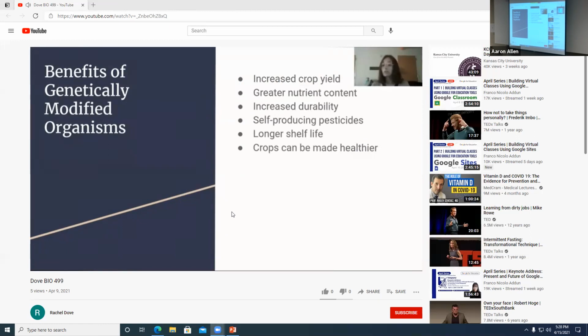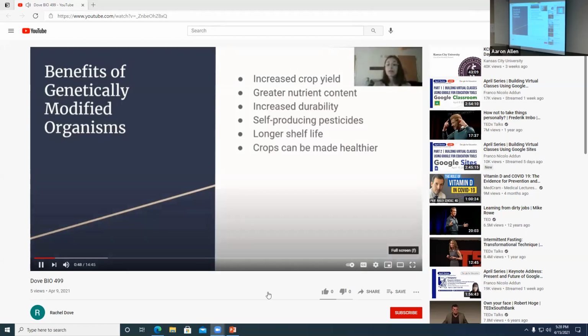We can also change the nutrient content of these crops. In soybeans specifically, they have different types of oils in them, and we can select for which oil we want. So we can increase oleic acid or oleic oil while decreasing stearic oil, or vice versa, for whatever we need. So we can change the nutrient content. We can make food healthier this way.